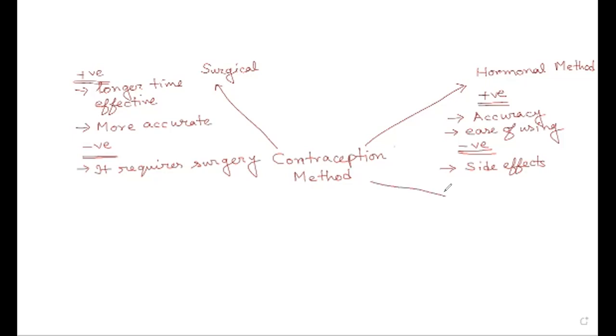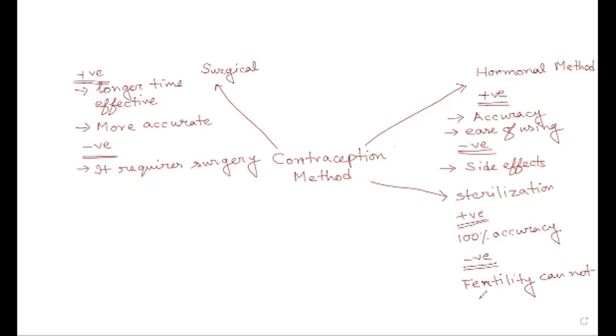Next is called sterilization. The positive point of sterilization is 100% accuracy. The negative point is that fertility cannot come back. So if one is going for this due to some major complication, they need to make sure that they cannot bear a child anymore.